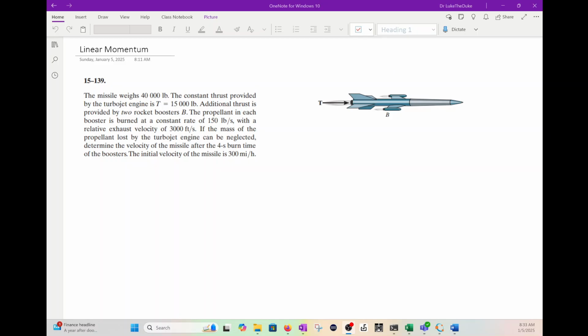So we're ignoring the mass of the propellant of the turbojet. However, we're not ignoring the mass of the booster's propellant, of that flow rate. So we're going to account for that.